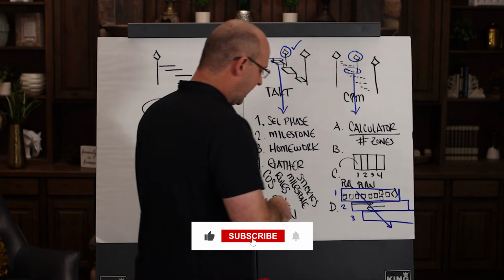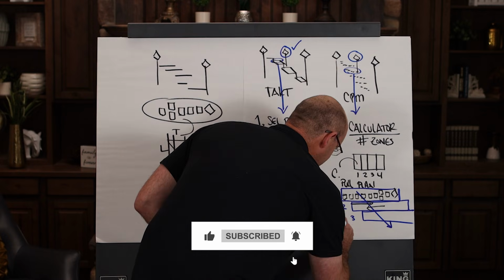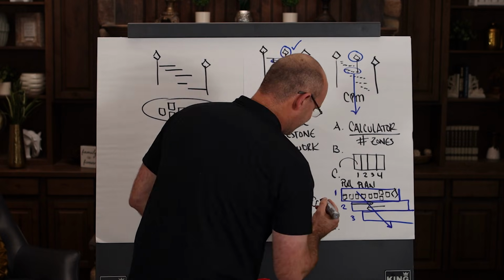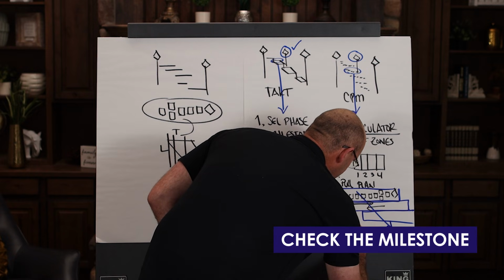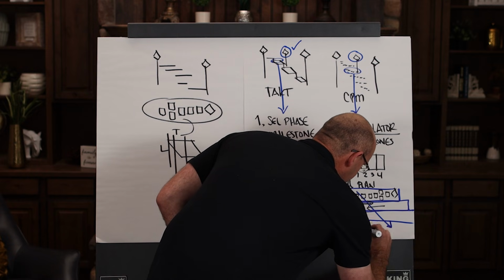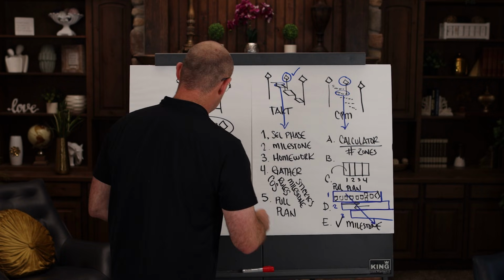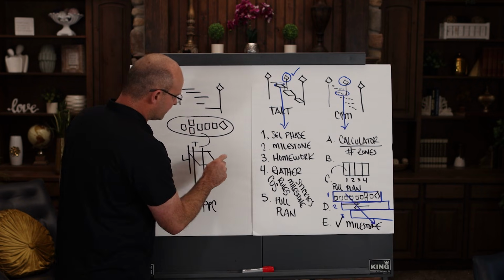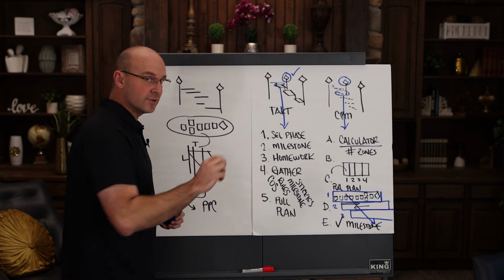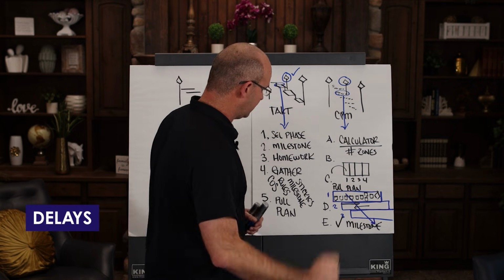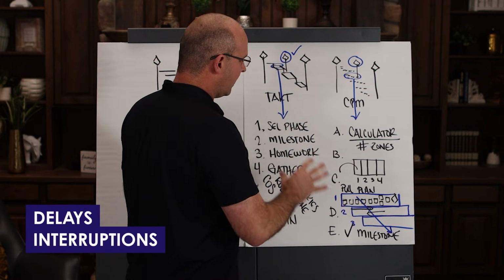And then the last thing, A, B, C, D, E, isn't that funny that I have to help myself there? You check the milestone. So I'll do check and the milestone. And what you're going to do at the end of this is make sure that you have pull plans so you've gained buffers ahead of the milestone, because you're going to need that if you have delays and interruptions. So this is how you do pull planning.